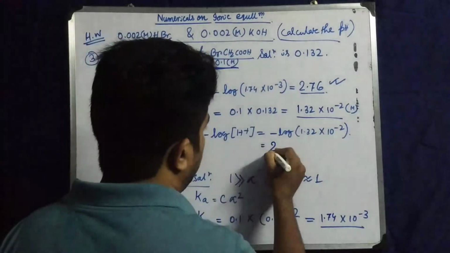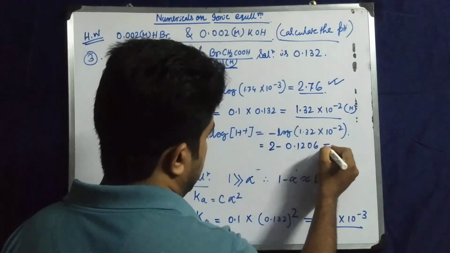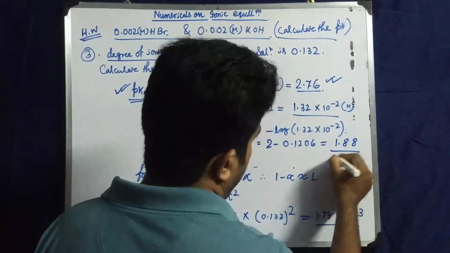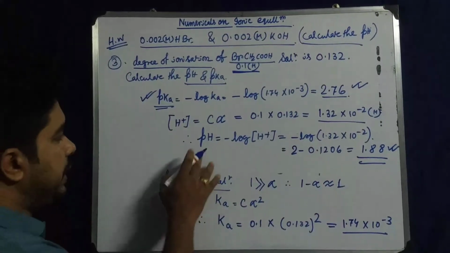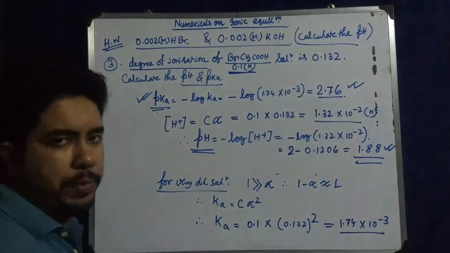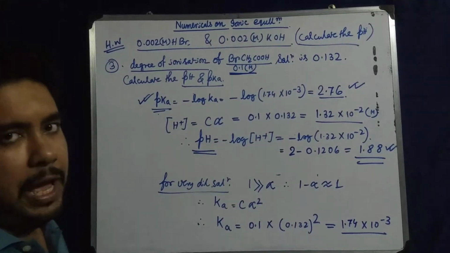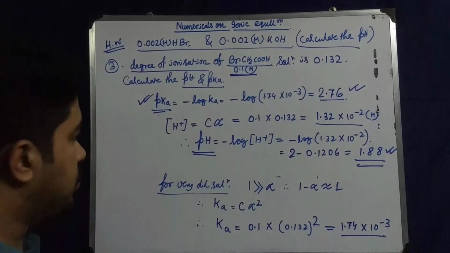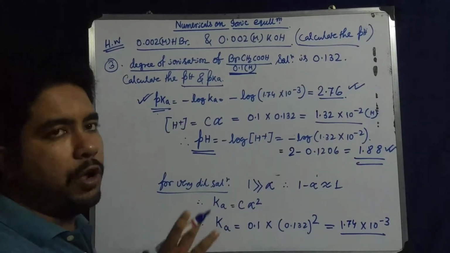So it will be 2 minus 0.1206. The answer will be then 1.88 or so. So that will be another answer. Look at that, both the answers we got: pH of the solution and pKa of the Br2CH2COOH, bromoacetic acid. We have the pKa of bromoacetic acid and also the pH of the solution. Okay, so that is the way we have solved this numerical.